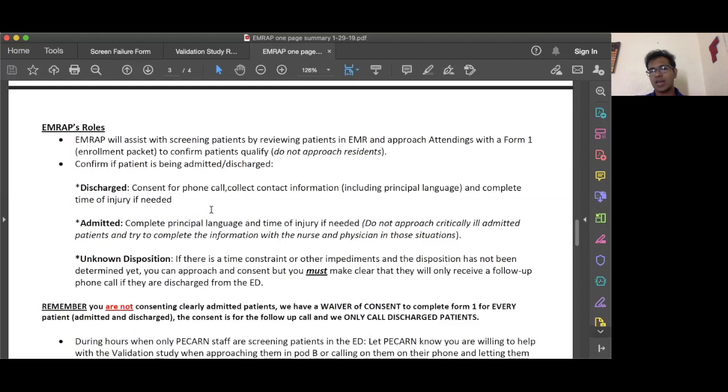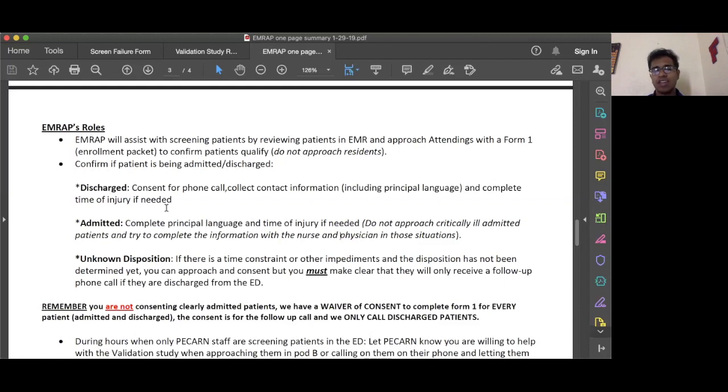So most of the time that can be found by just talking to the nurses, and we don't approach patients if we know that they're going to be admitted, and especially if they've had serious injuries. On the other hand, if the patient is going to be discharged, we're going to approach them to consent for the follow-up phone call if they are okay to be approached, or if they're clear to approach by a nurse.